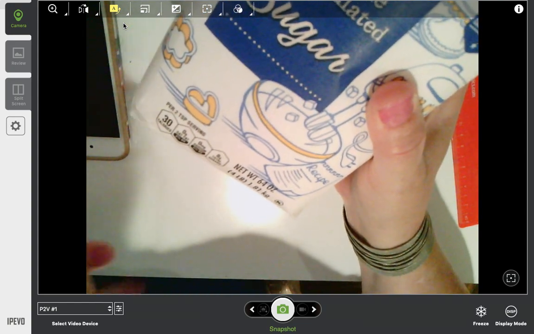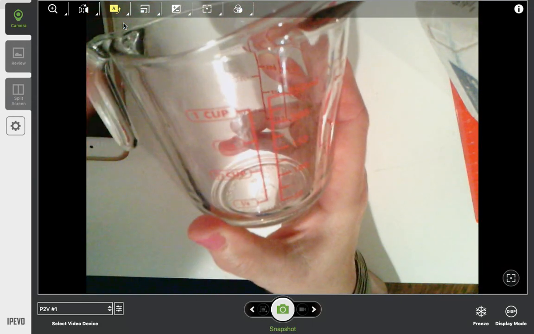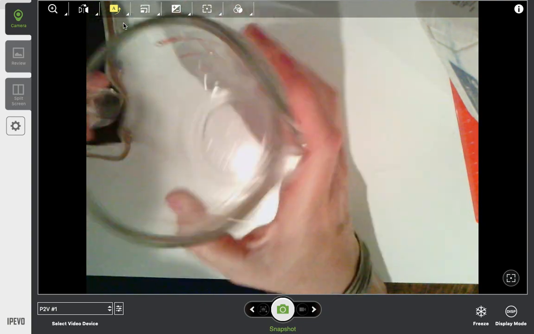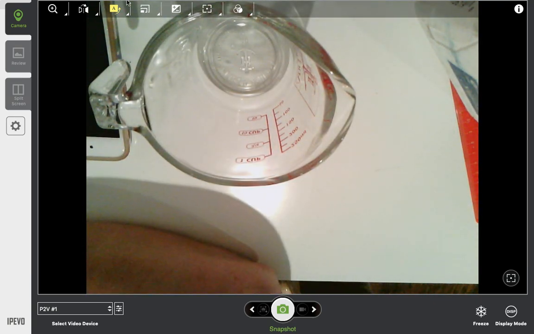So spend some time today going around your house looking for things to measure. You could get a measuring cup, pour some beans in there, or water even, and just play around with measuring length, weight, and capacity. Have a good day.